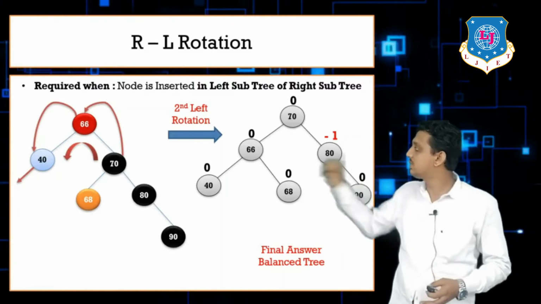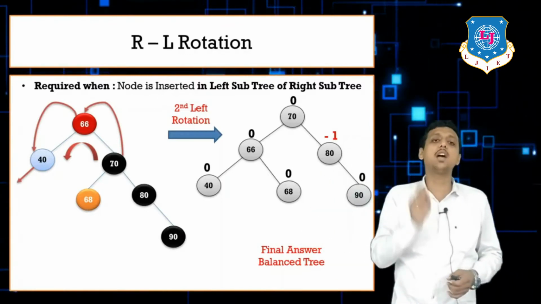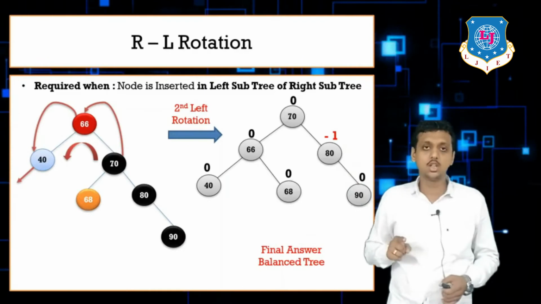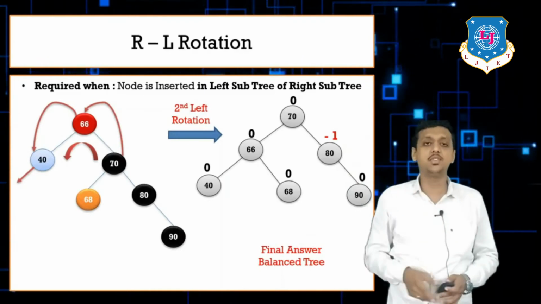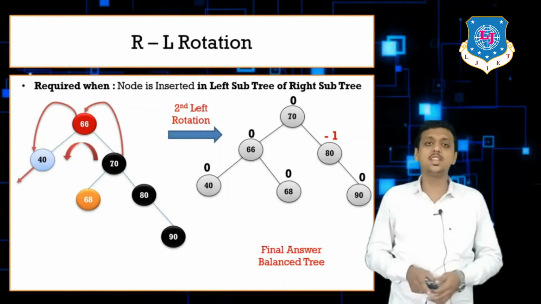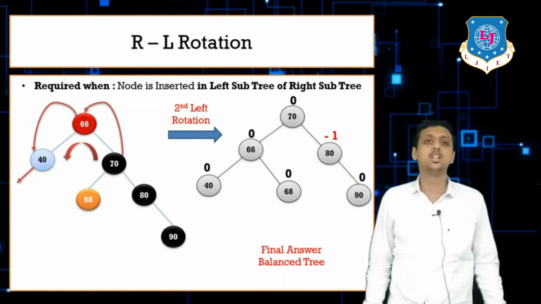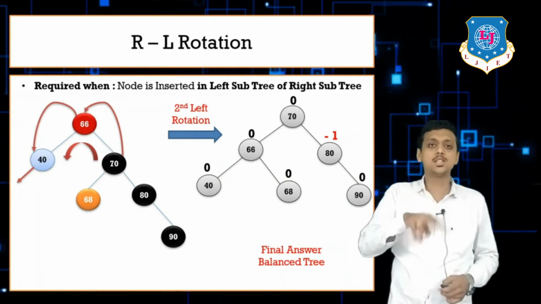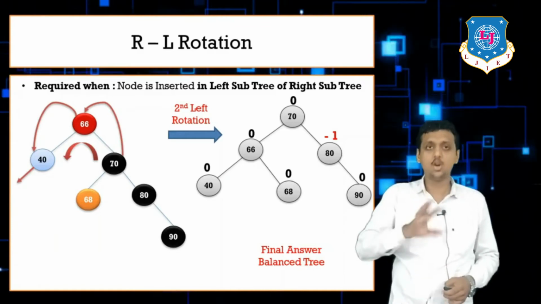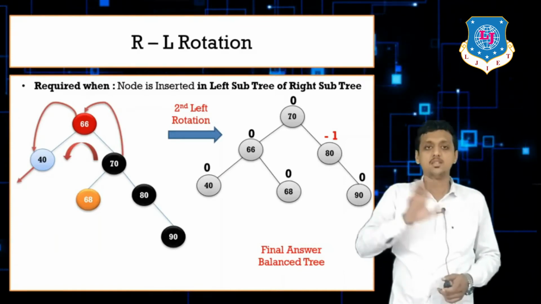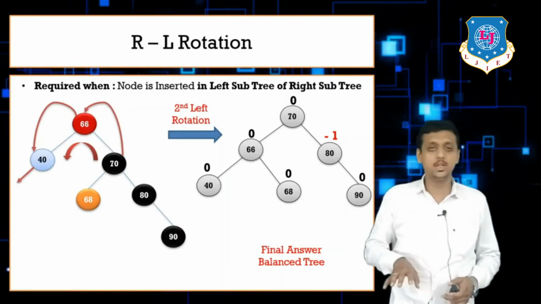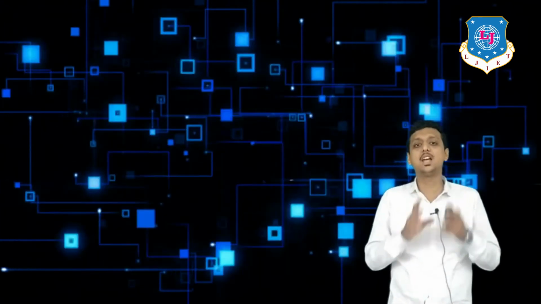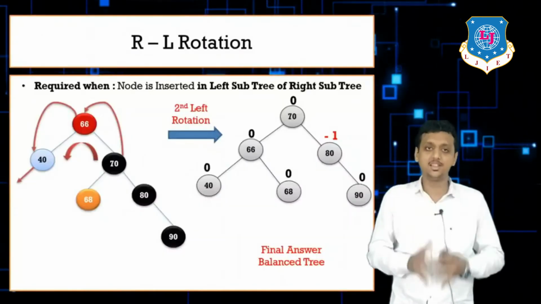Is there any node violating any rule? Please do not check violation only on the root node. You have to check violation on each and every node. So is there any node that breaks the rule of the AVL tree? No. Because all contain 0, plus 1 or minus 1. All contain a balancing factor of 0, plus 1 or minus 1. That's why my tree is now a balanced tree.